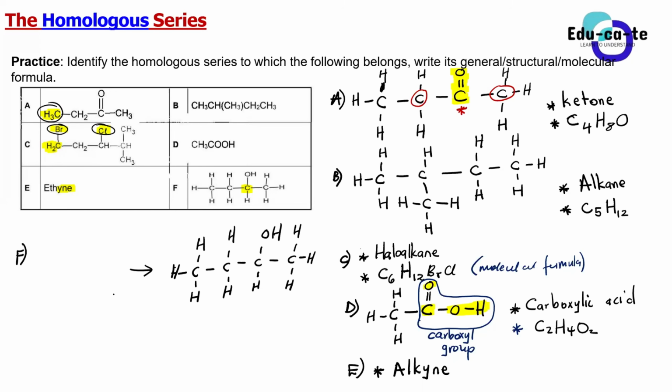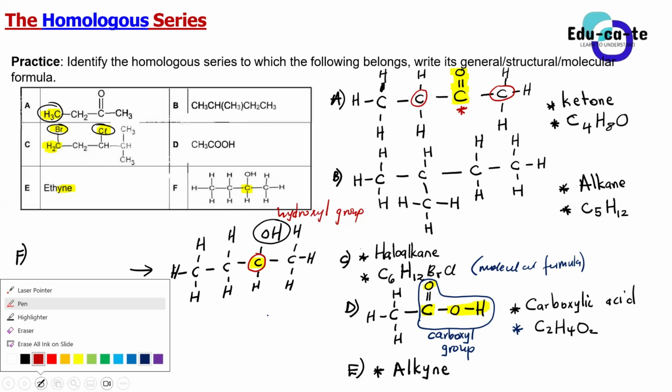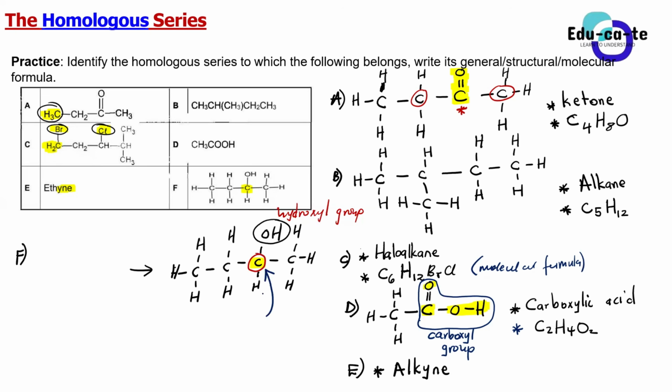Now we have this yellow highlighted carbon. It is the carbon that is bonded to the hydroxyl group. Here is the OH group, which is the functional group for alcohols. You focus on the carbon bonded to the hydroxyl group. Now you look at it: how many other carbons is this carbon bonded to? How many other carbons are next to it, in simple terms?